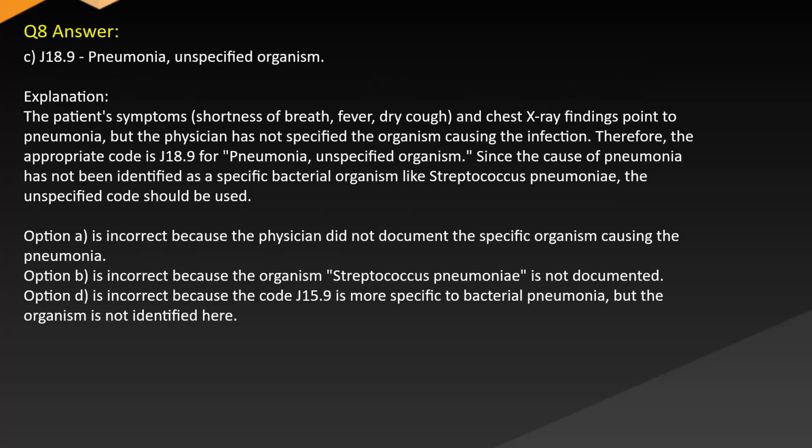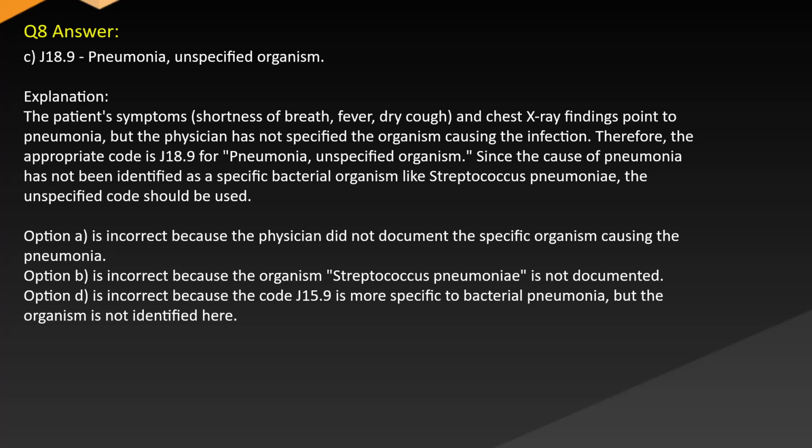Answer C. J18.9, Pneumonia, unspecified organism. Explanation: The patient's symptoms, shortness of breath, fever, dry cough, and chest X-ray findings point to pneumonia, but the physician has not specified the organism causing the infection. Therefore, the appropriate code is J18.9, Pneumonia, unspecified organism. Since the cause of pneumonia has not been identified as a specific bacterial organism, such as Streptococcus pneumoniae, the unspecified code should be used.